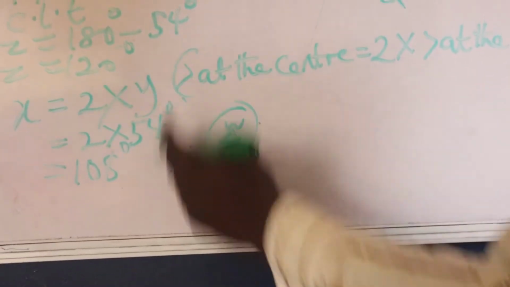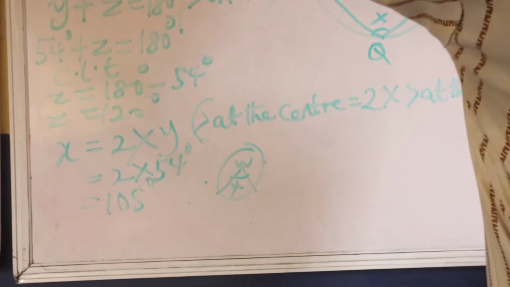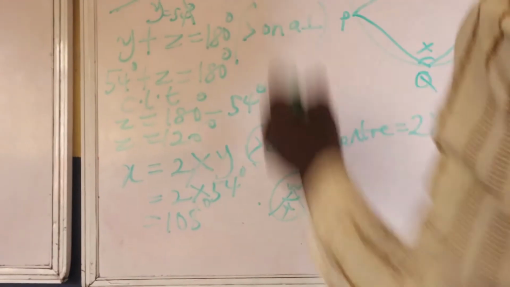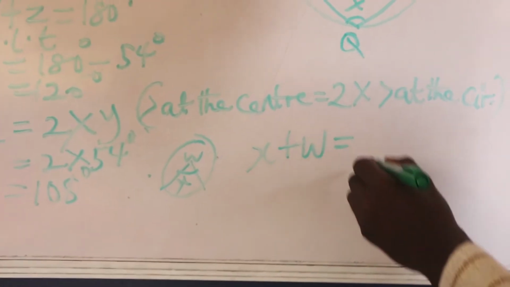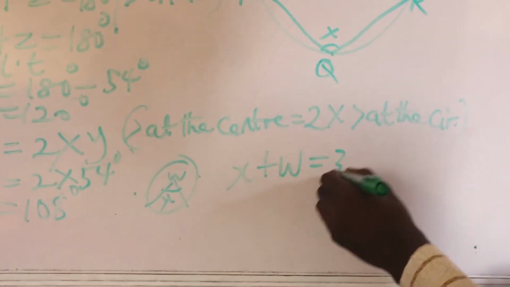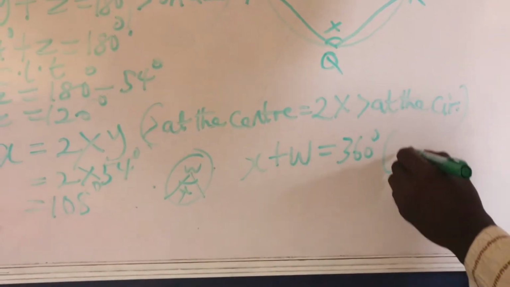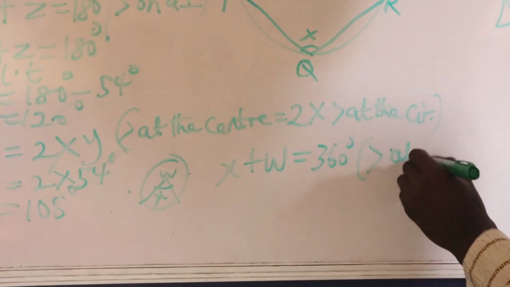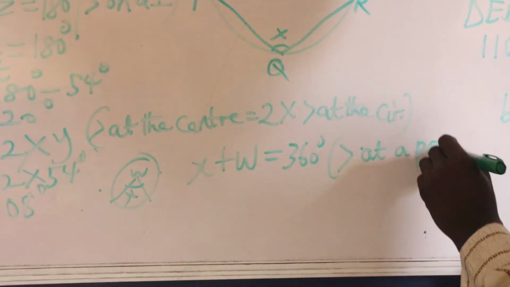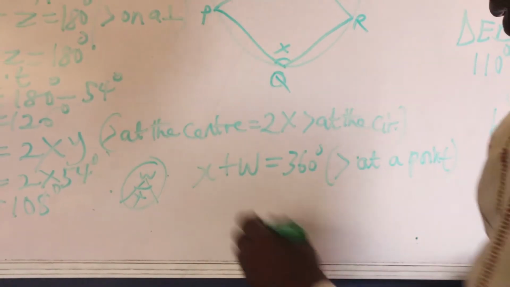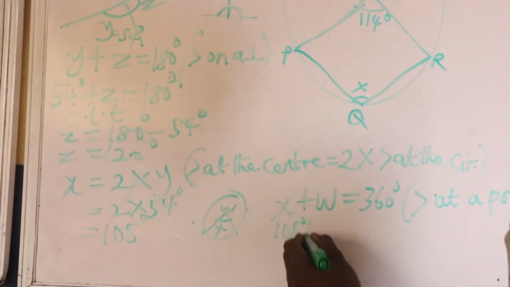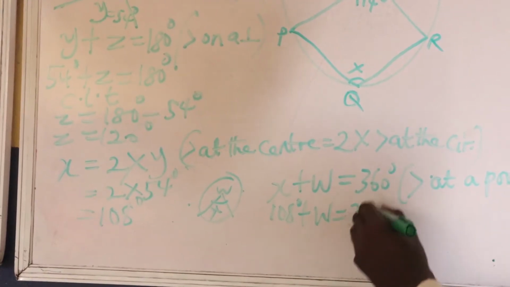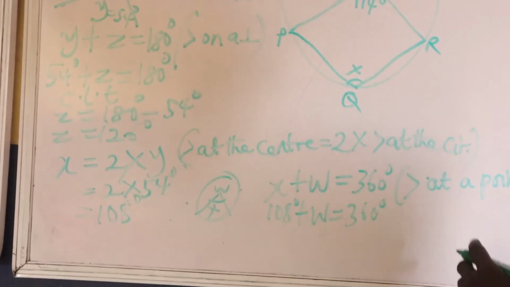So now, this actually forms a circle too. You can see this. So remember your angle meeting at a point. So you tell them, when you add x and w, you must have 360 degrees. The reason behind that is angle at a point. So your x is 108, so 108 plus w equals 360 degrees, angle meeting at a point.